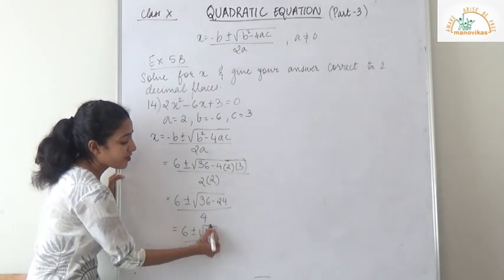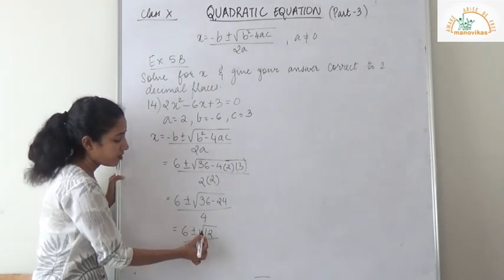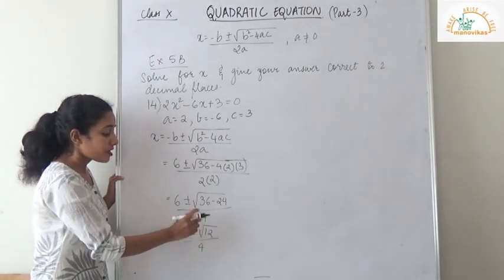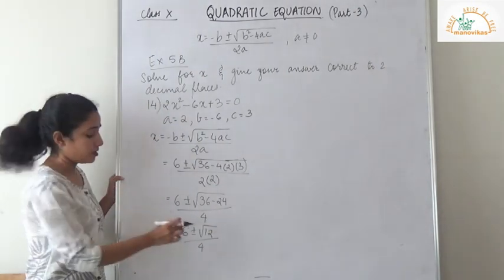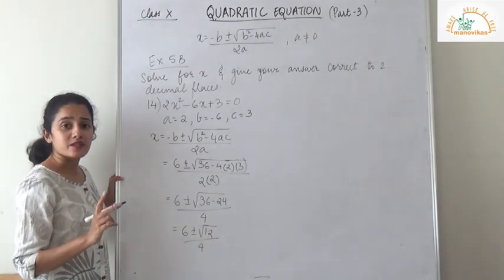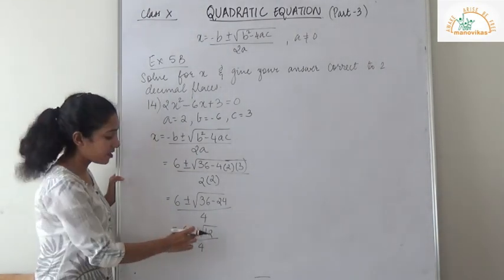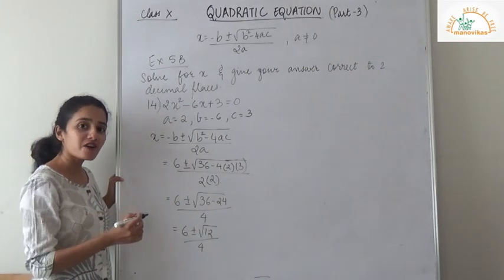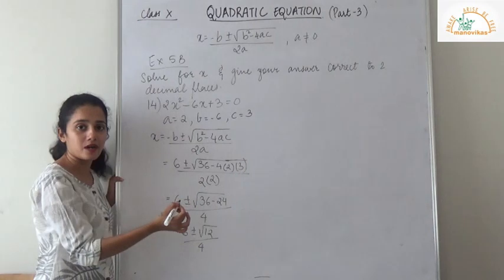You have to find the value of this irrational number, the square root of 12. Now, to find the square root of a number, there are two ways. One is the prime factorization method and the other one is long division. Prime factorization you use when it is a perfect square or to reduce a number.